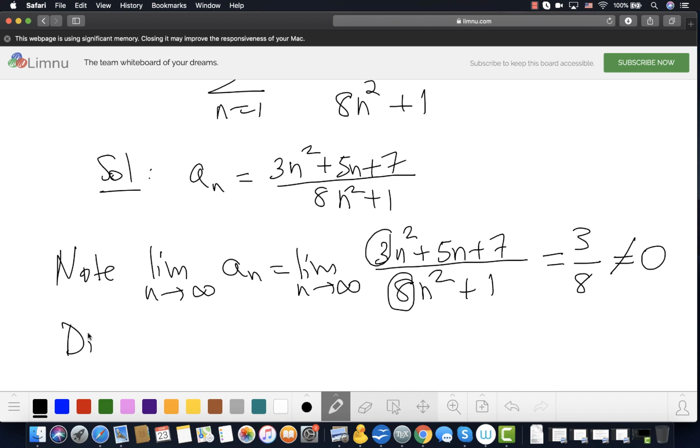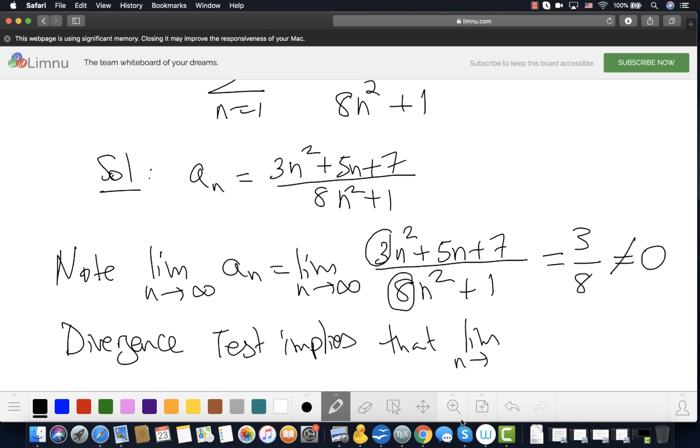So the divergence test implies that the series diverges. Once the limit of the a_n is not 0, the corresponding series, n goes from 1 to infinity of (3n squared plus 5n plus 7) divided by (8n squared plus 1), diverges.